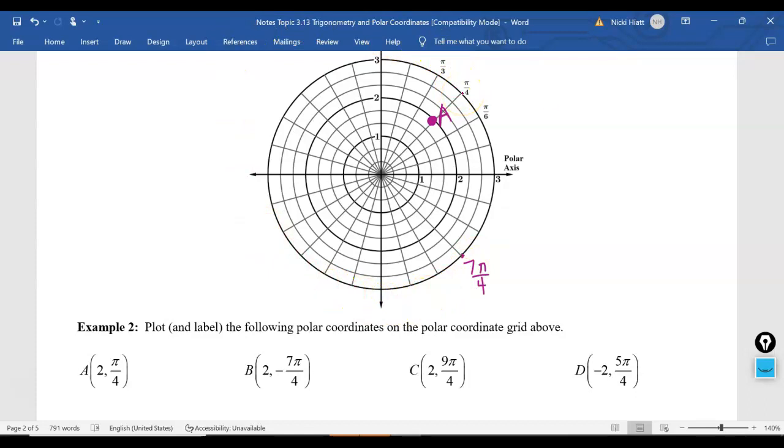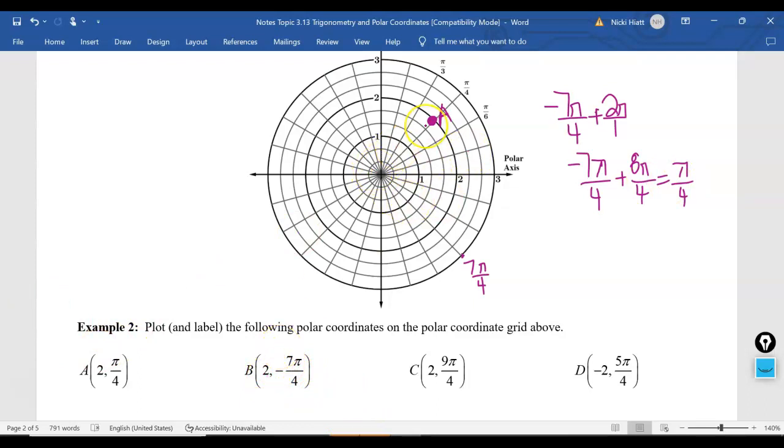You might need to do negative 7 pi over 4 plus 2 pi, which is 2 pi over 1. You could get common denominators there. That's going to be negative 7 pi over 4 plus 8 pi over 4 if you get common denominators, and that will give you pi over 4. So negative 7 pi over 4 is the same as positive pi over 4. And I have a radius of 2.